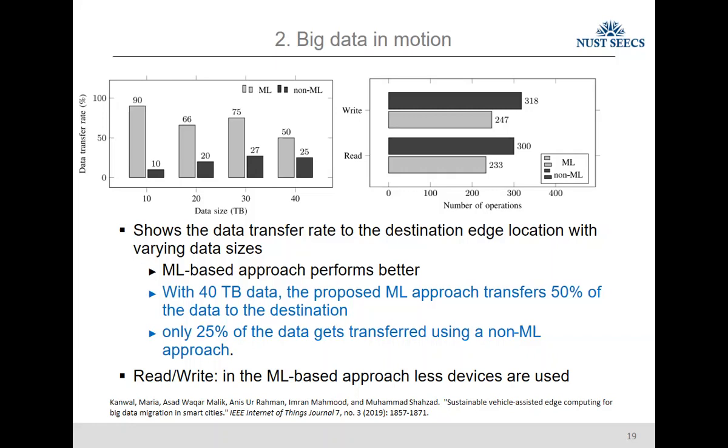Apart from that, we also perform some statistical analysis, like how many reads and writes we are performing. Read and write means if the data is moved hop by hop, more hops mean more reads and writes, right? In the ML case, we have significantly reduced the number of reads and writes because we are selecting the vehicle based on their pattern, because of their history.